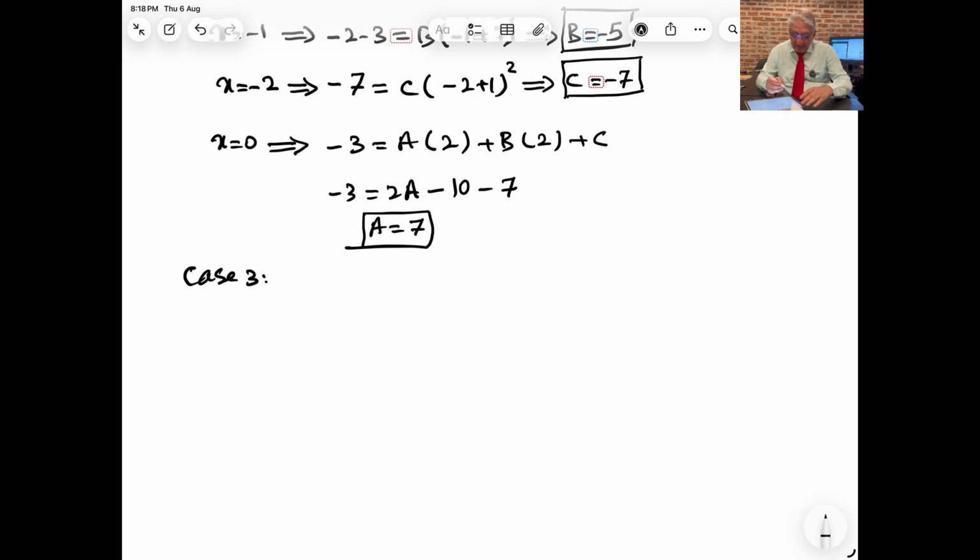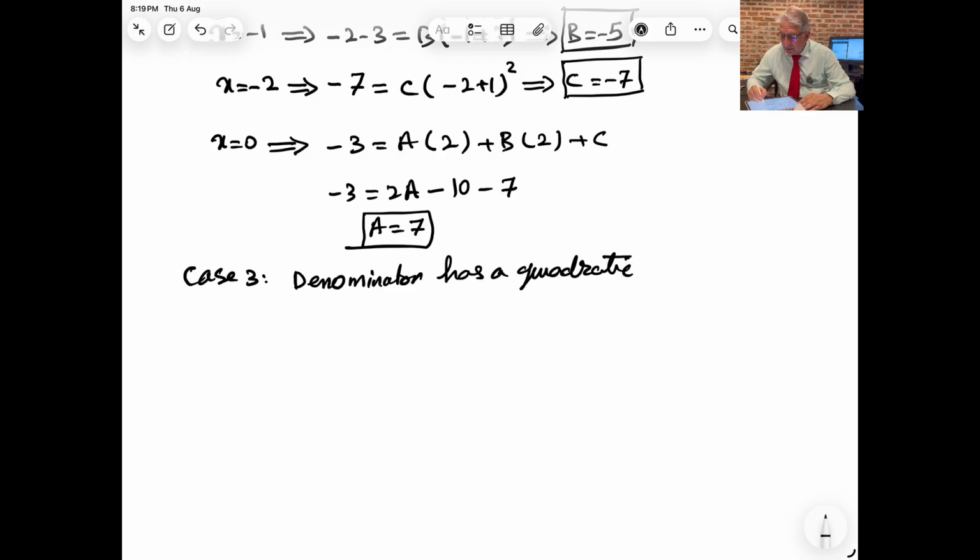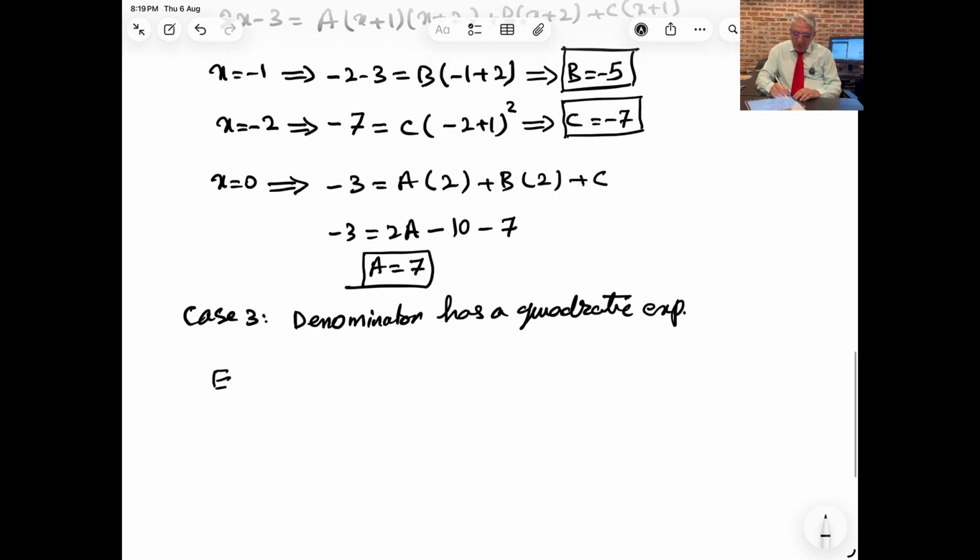Therefore, in the third case, the denominator has a quadratic expression which cannot be factorized. Let us give an example of that. Suppose we have a quadratic which doesn't have any factorization. Suppose we have negative 2 divided by x cubed minus 1.